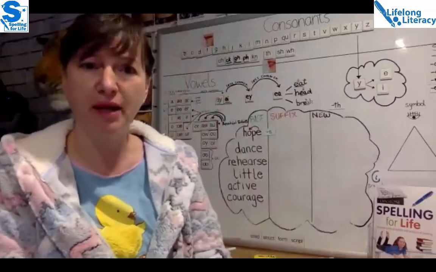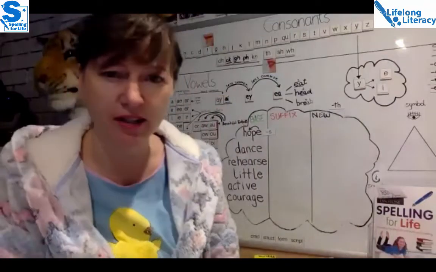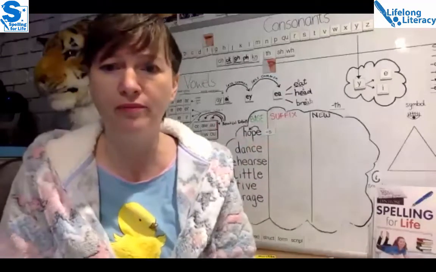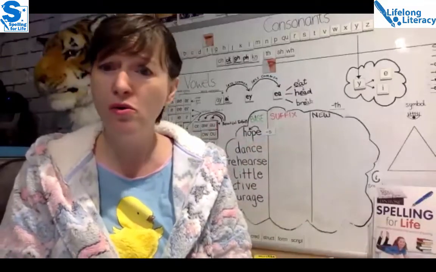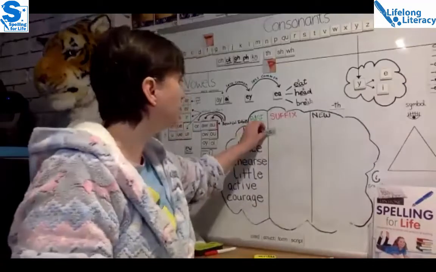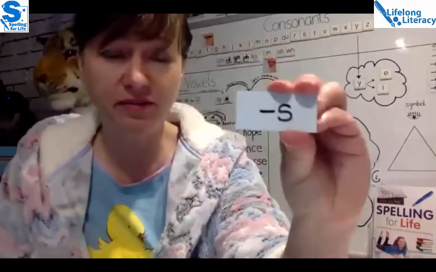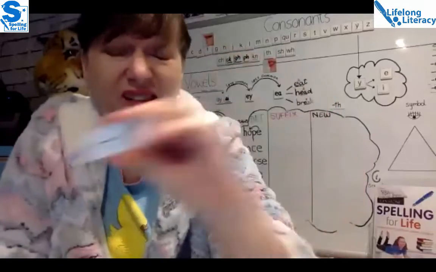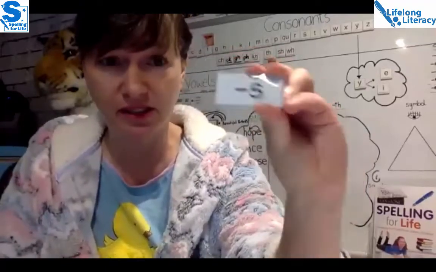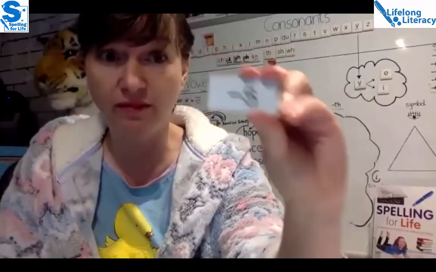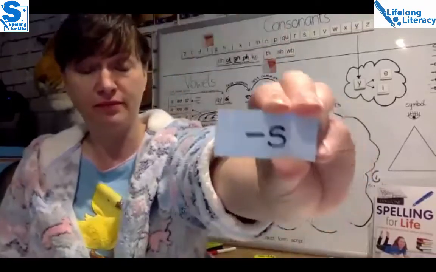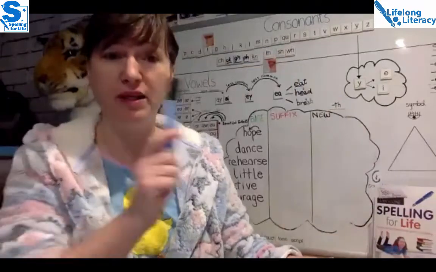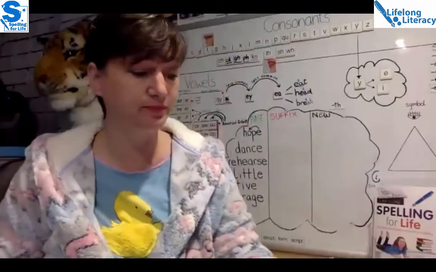Do we alter the base? Do we change it? Is there anything we need to do to this base, hope? No, nothing, because this is a consonant suffix. This is a suffix that begins with a consonant. In fact, it's just a consonant, okay? But it's a suffix that is not a vowel suffix. So do nothing with the base. So hopes will be H-O-P-E-S. That's not the one we're going to write down.